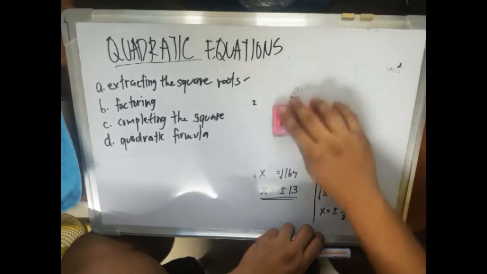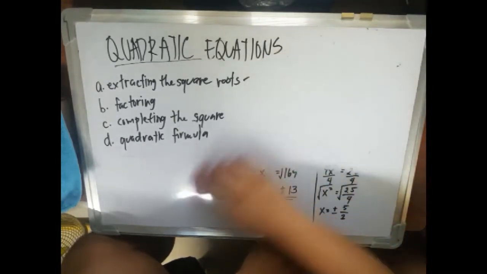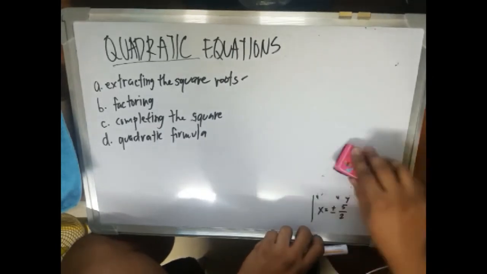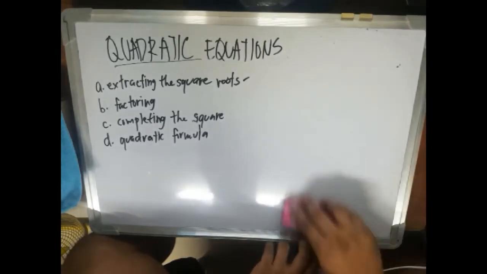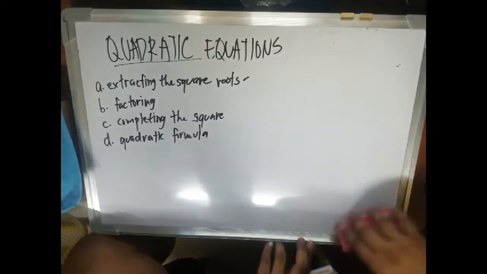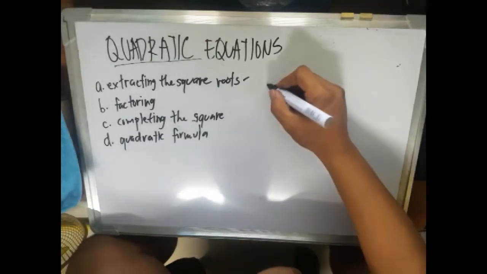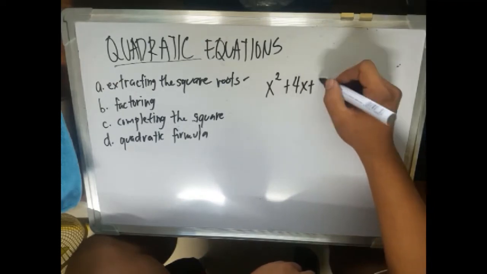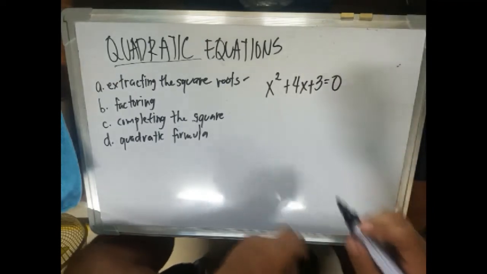Okay, paano ba yung factoring? So, factoring is, naituro na siya nung grade 8. So, dahil grade 9 na kayo, dapat at least meron kayong prior knowledge sa factoring. So, paghanap ng factors, for example, we have x squared plus 4x plus 3 is equal to 0. So, hanapin natin yung factor.